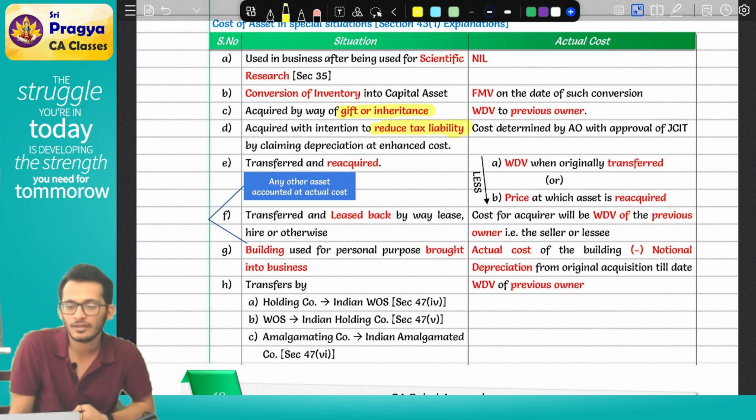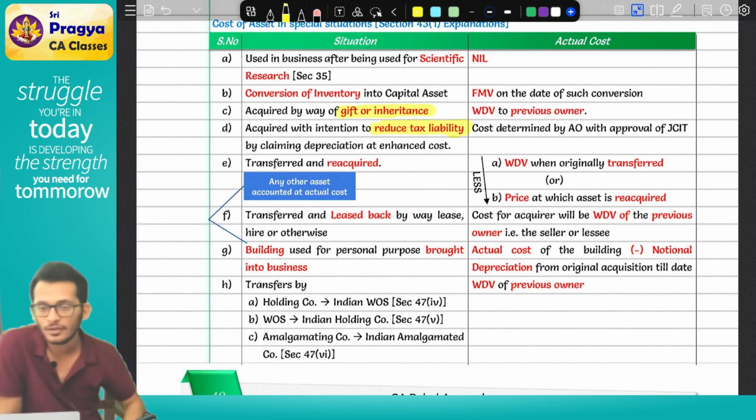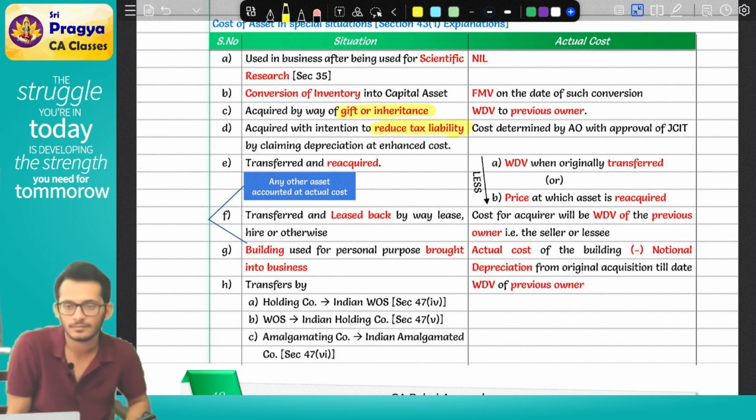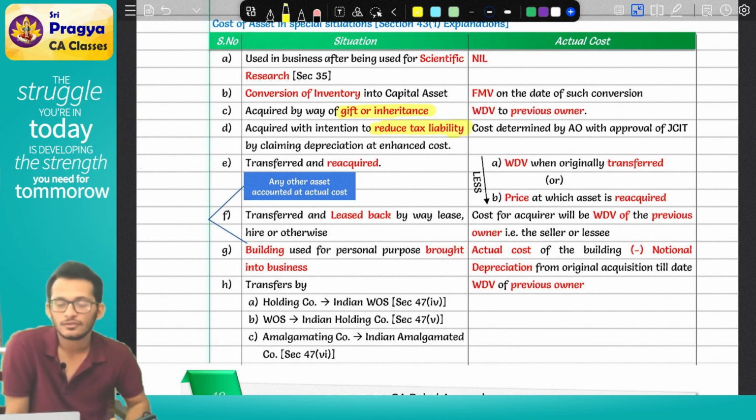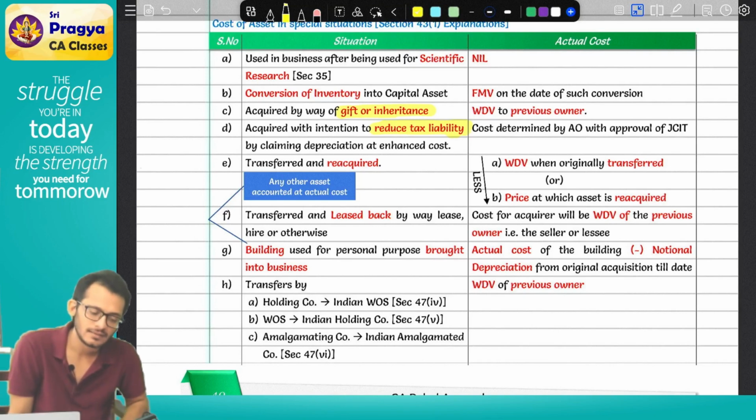So they are saying any cost will be determined by the assessing officer after the approval from his boss. Who is his boss? His boss is JCIT. Who is JCIT? Joint Commissioner of Income Tax. We have a chapter called assessment procedure. In that I will give you the hierarchy. Right now not relevant. In simple words, if the cost is so high that it is planned to avoid taxes, the cost will be changed by the assessing officer. Assessing officer will decide the cost.